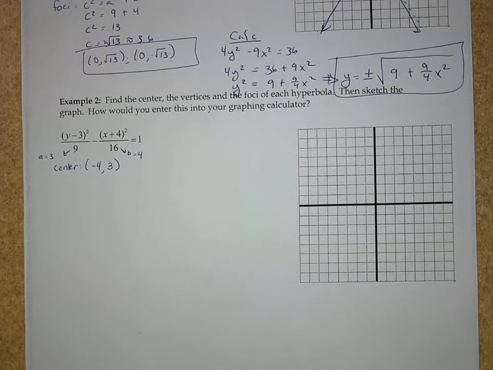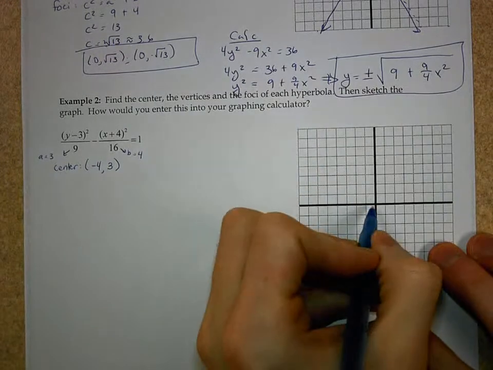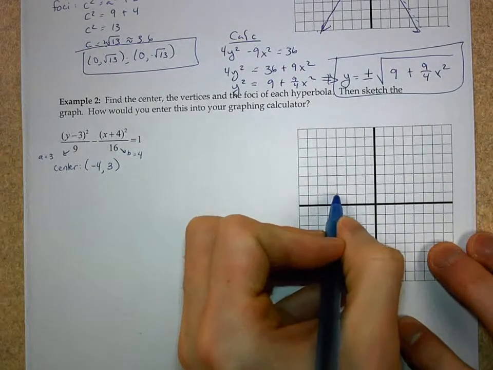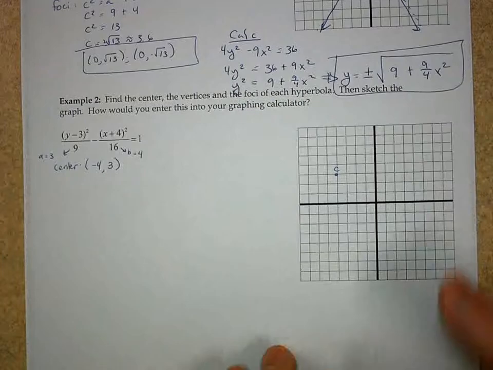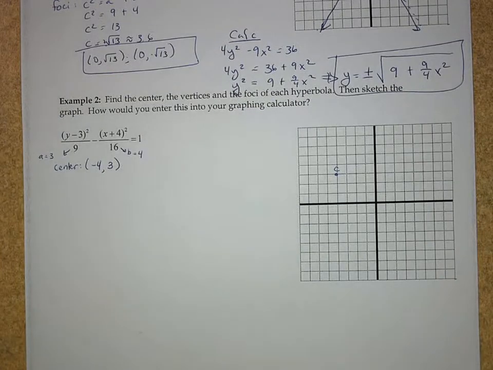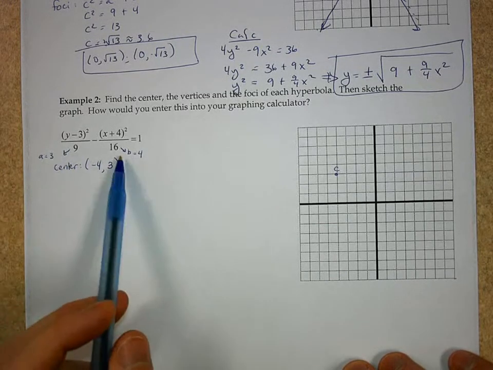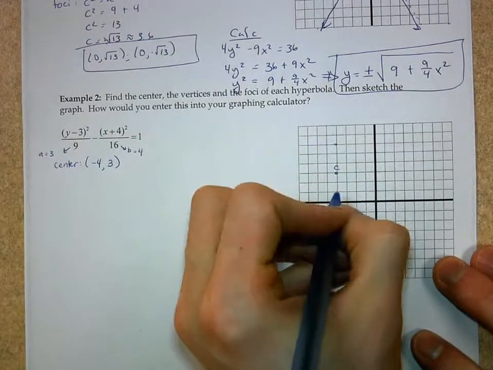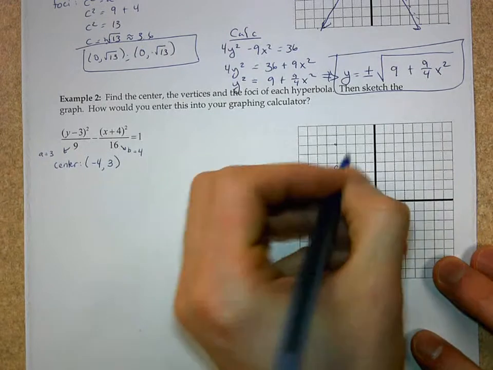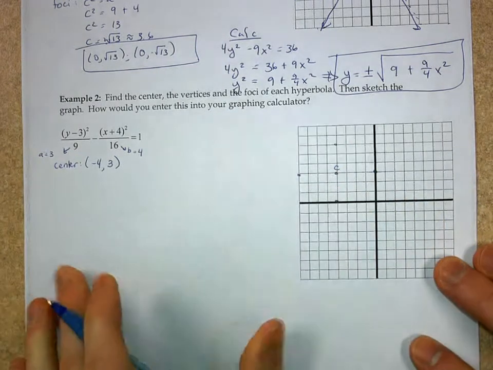So now that we got that information, let's start graphing out those pieces. The first thing is the center is negative 4 over and 3 up. So we'll label that as the center. We want to draw our box, and our box is based off of our height and width of these denominators here. So 3 and 4. So we'll go up 3 units, and we'll go down 3 units, and we'll go to the side 4 units in each direction.